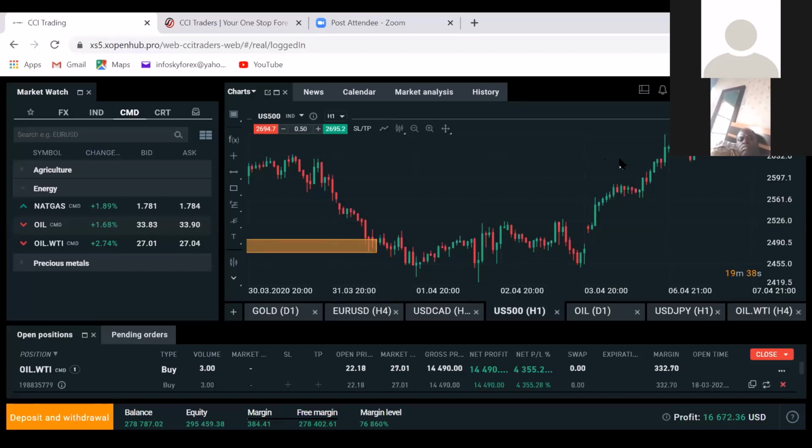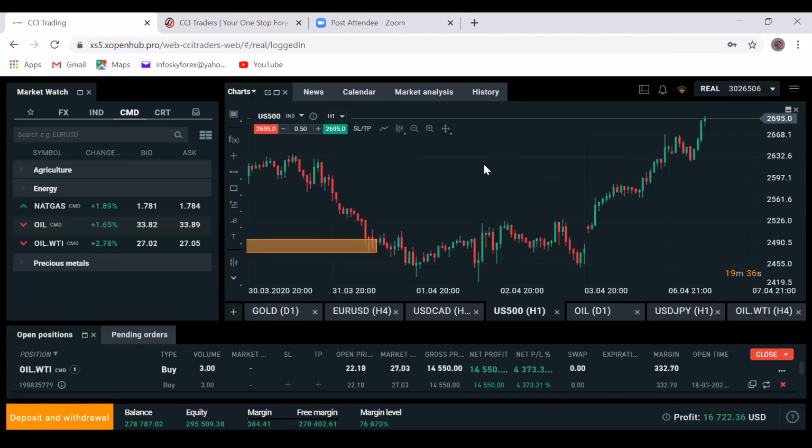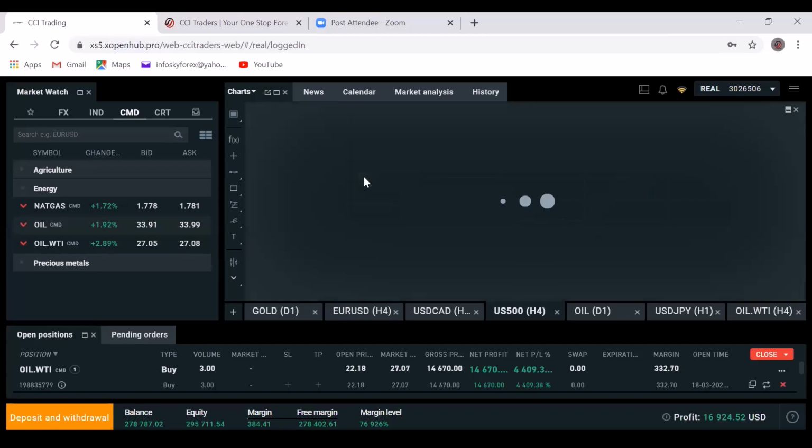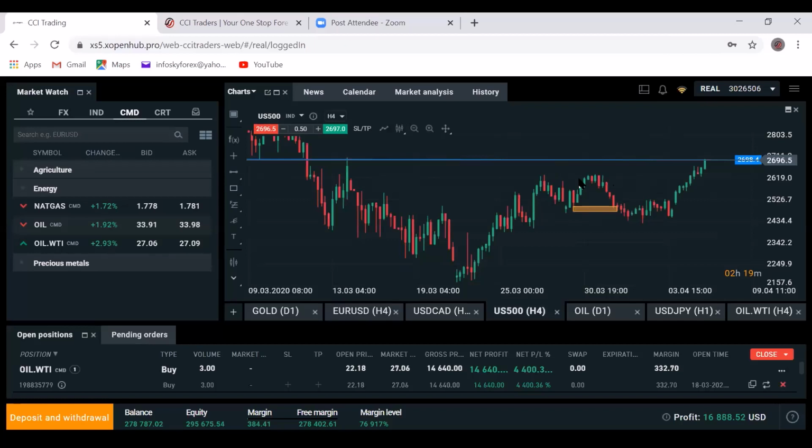Then on US 500, it is currently at buying zone. You could see from here, US 500 is at buying zone. Let's check the 4 hours chart. The 4 hour chart will tell us more here. It has broken the first resistance. Here was a resistance level before.